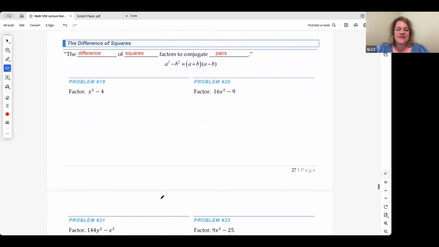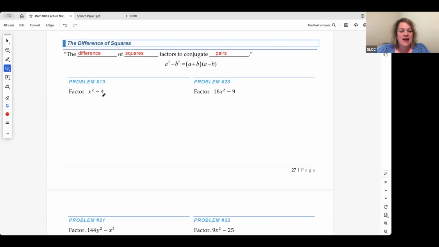Now let's talk about the difference of squares. The difference of squares factors to conjugate pairs. So a plus b, a minus b. Notice that each term is a difference of squares. Make sure anytime you factor out the greatest common factor. Then count how many terms. If you have 2 terms, then it's a special pattern, either the difference of squares or the difference or sum of cubes, which you'll learn about in a minute.